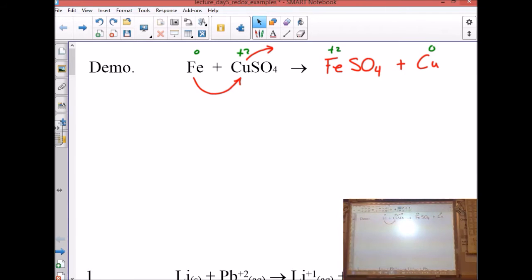By just looking at this reaction, who is being oxidized? And what's oxidized mean again? Losing electrons. That's Leo. Leo says grr. Losing electrons is being oxidized. So who's being oxidized? Very good. Iron, because it has all of its electrons, and it goes to a +2.